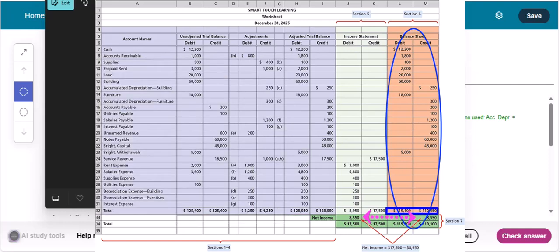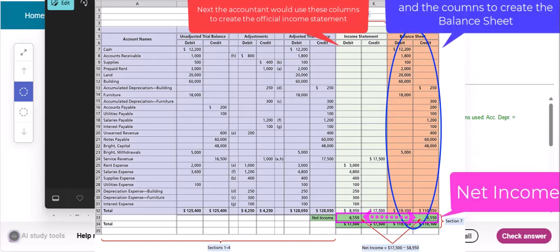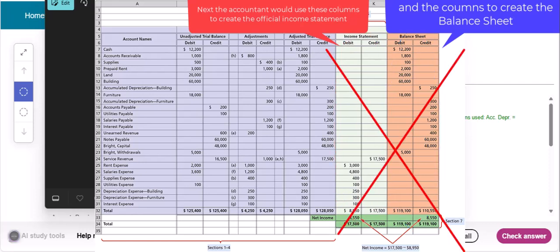Once the worksheet is completed, the accountant would create the income statement, statement of owner's equity, and the balance sheet. Now remember, even though they say income statement and balance sheet columns, this is not actually the income statement. This is not actually a balance sheet.